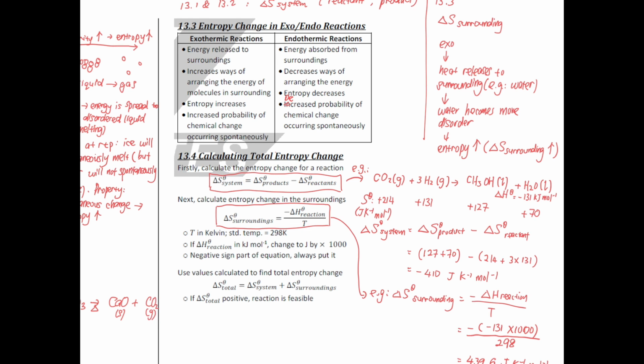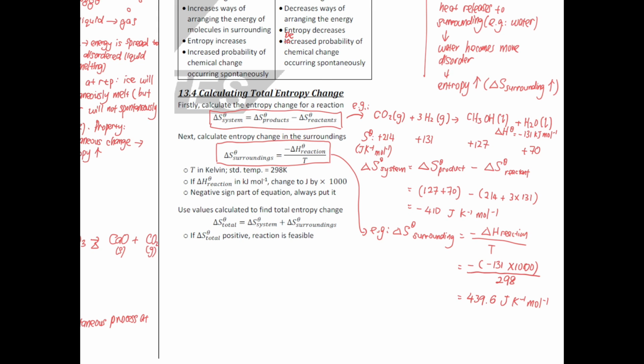Now we look at our calculation. It is true. For exothermic, the entropy change of the surroundings is a positive value. That means the entropy increases, which is reasonable. You release heat to the water, the surrounding is water. Then the water has more energy, so there is more disorder. So that increases the entropy change.